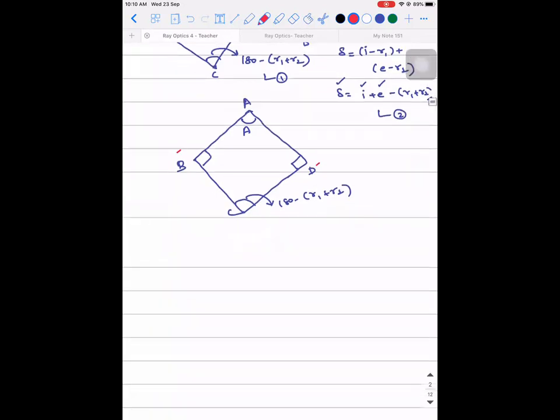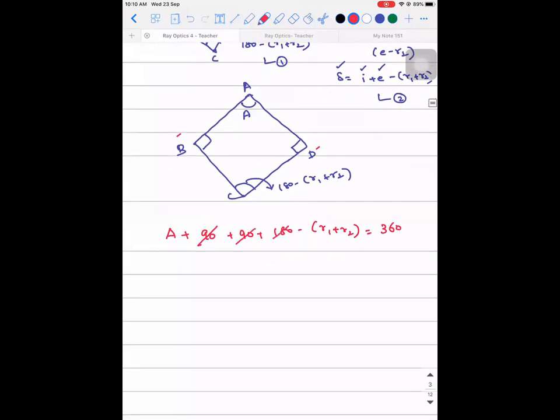So from the quadrilateral concept, what can I conclude? A plus 90 plus 90 plus 180 minus of R1 plus R2 is how much? 360. So 90, 90, 180, 360 gone. So A will be equal to R1 plus R2. This is a very important relation. There are problems asked based on this. So the sum of the two angles of refraction inside the prism should be equal to the angle of the prism. That is the meaning.